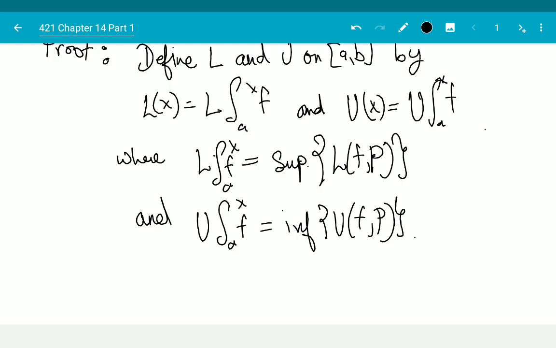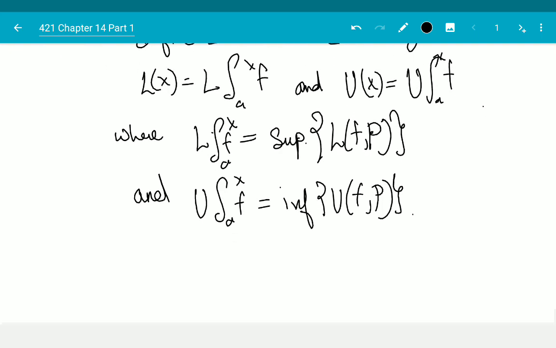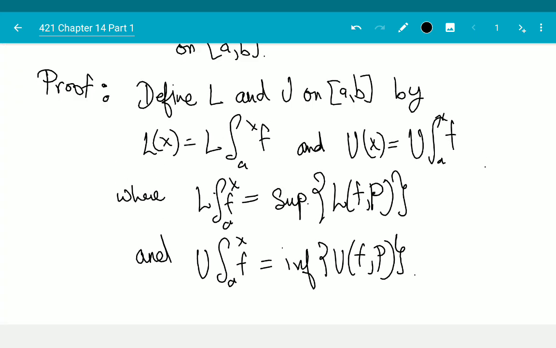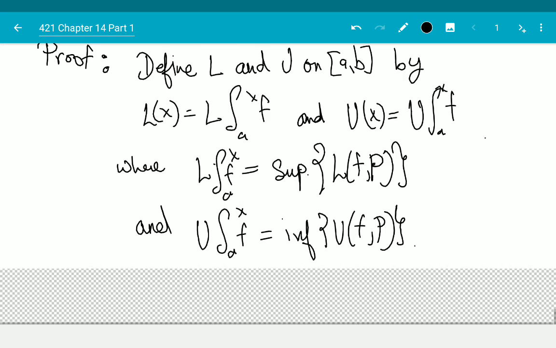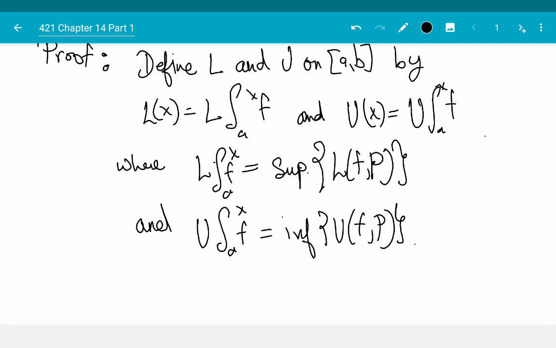Why am I not calling them just integral? Because I do not know if the function is integrable. I'm just calling these the supremum and infimum of these sets. They need not be equal. If the function is integrable at x, then Lx is going to be Ux. If the function is integrable from a all the way to b, then Lx is equal to Ux everywhere on a to b.